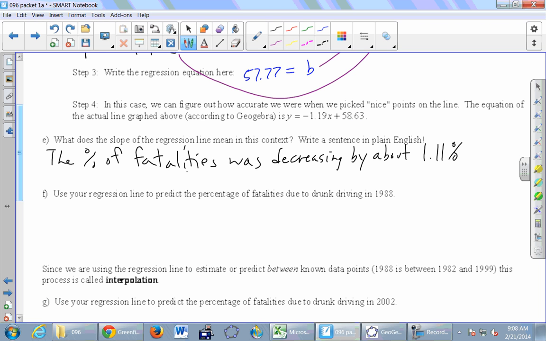That's perfect. Each year, the fatalities decrease by about 1.11%. Victor? So the negative, we have taken it out and put it into the word decreasing. Instead of saying each year in the front, I'm going to say per year at the back. Either way is good.